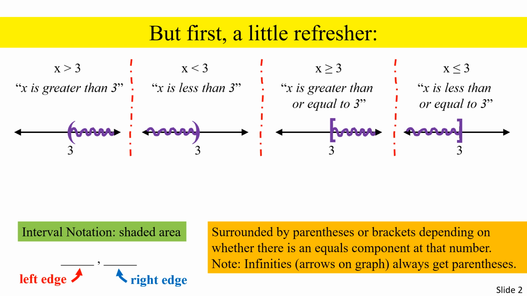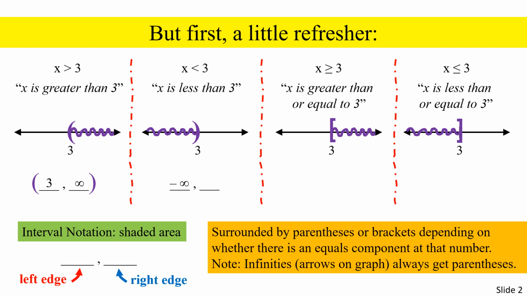So let's take a look at the first one. X is greater than 3. The left edge of the shaded area would be 3. The right edge of the shaded area would be an arrow, so that's positive infinity. The infinity always gets parentheses, as well as the fact that the shaded area on the left does not include the 3. So it gets parentheses.